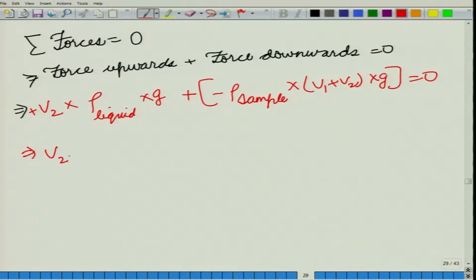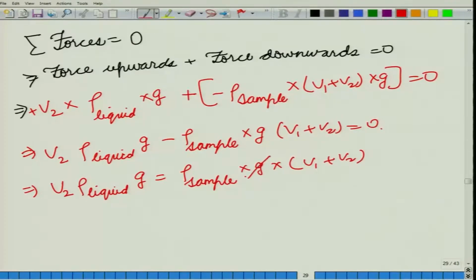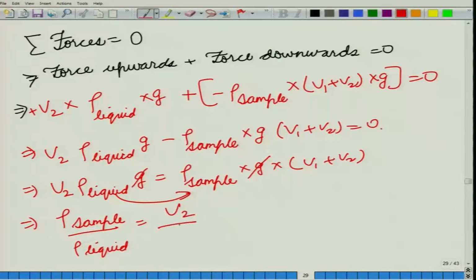So what does that give us? So this implies V2 into rho of liquid into G minus rho of sample, or the density of sample, into G times V1 plus V2 is equal to 0, which will give us V2 into rho of liquid into G is equal to rho of sample into G into V1 plus V2. Now G and G get cancelled. So we have rho of sample upon rho of liquid is equal to V2 upon V1 plus V2.